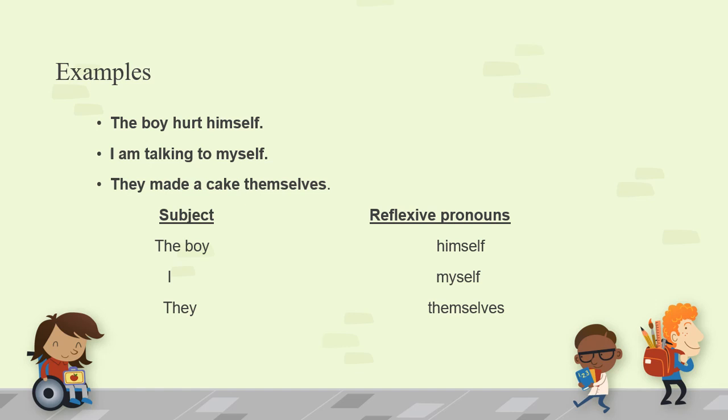And in the next example, they made a cake themselves. They is a subject. What they did? They made a cake. Themselves, खुद के लिए, खुद बनाया उन्होंने. So themselves is a word that is reflecting the subject they. So themselves is again a reflexive pronoun.